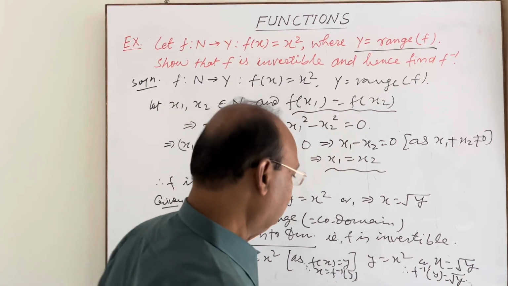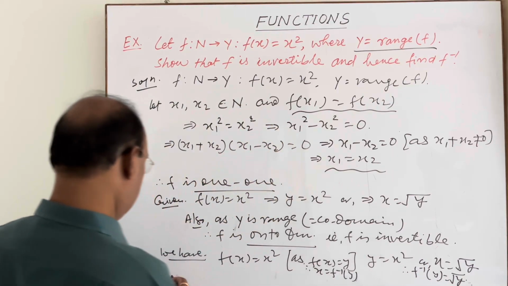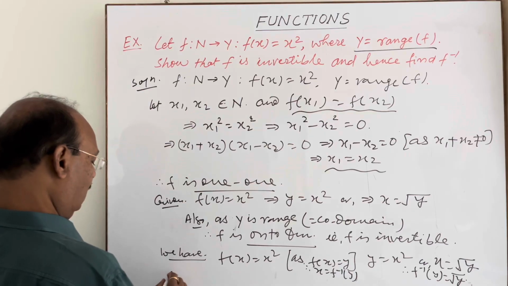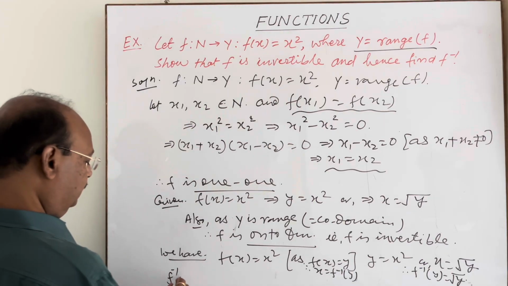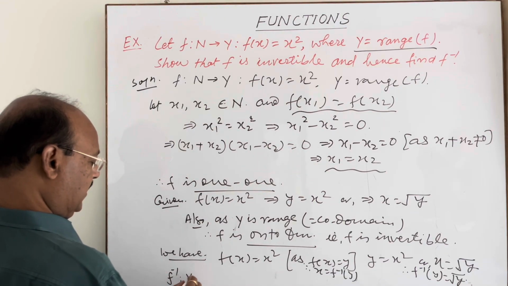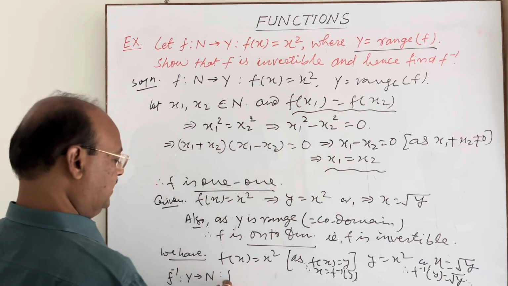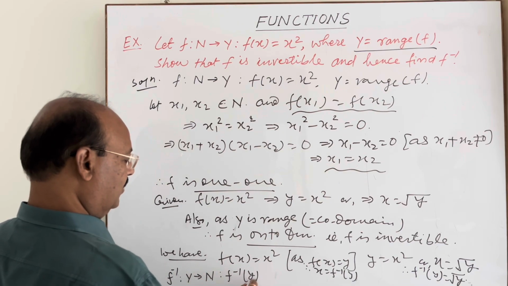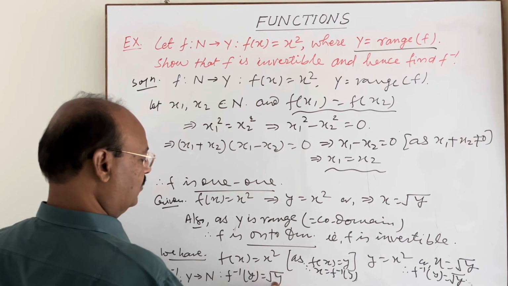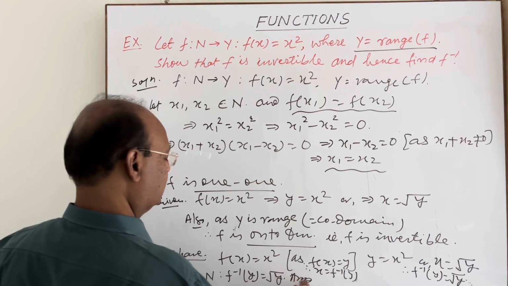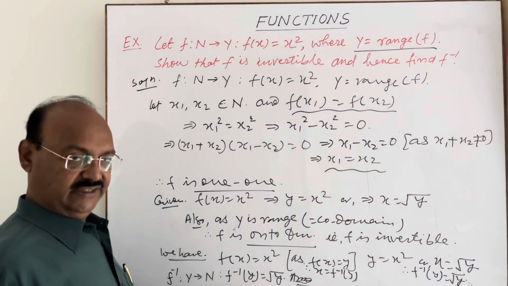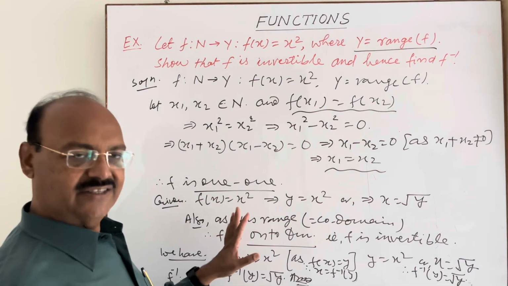Okay? So here we are defining the inverse function from set Y to the set of natural numbers and defined as f inverse of y is equal to square root of y. This is the answer. This is the value of the inverse function. Correct? So very interesting solution.